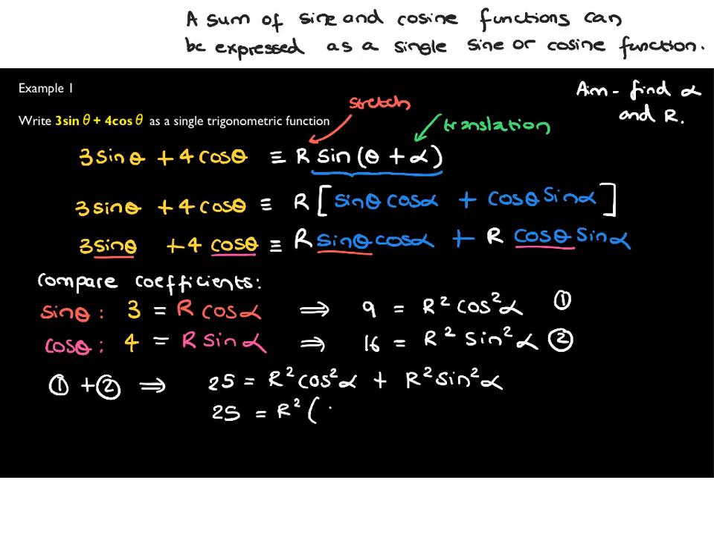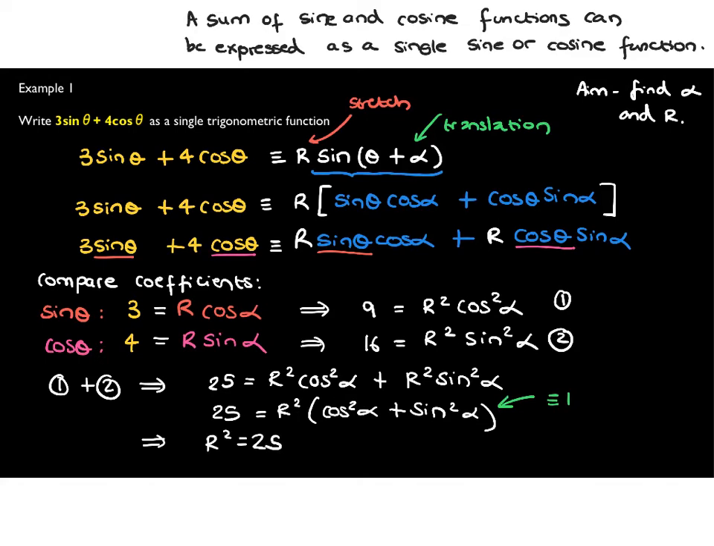Factorise r squared, and you will see in the brackets we have cos squared alpha plus sine squared alpha. But what do we know about cos squared alpha plus sine squared alpha? That's equivalent to 1. So this then gives me r squared equals 25.